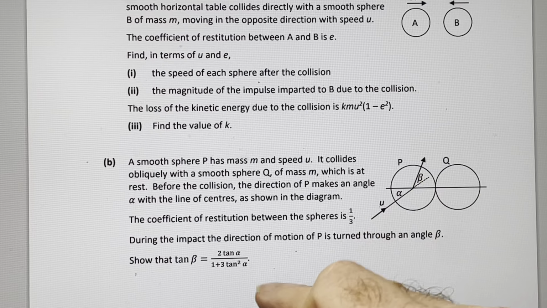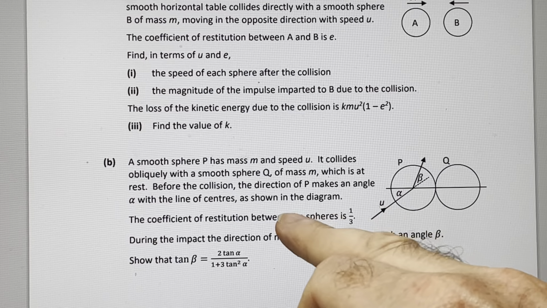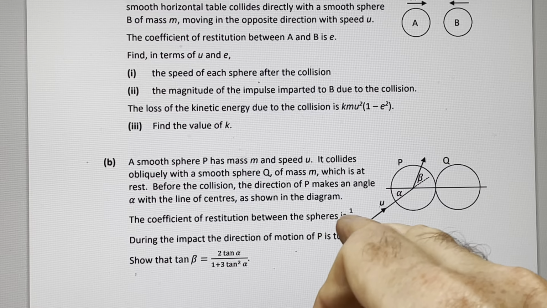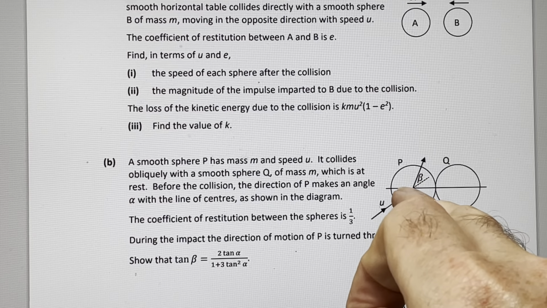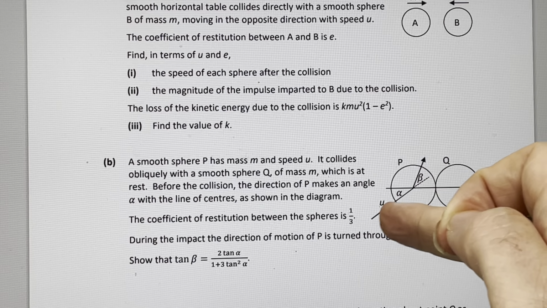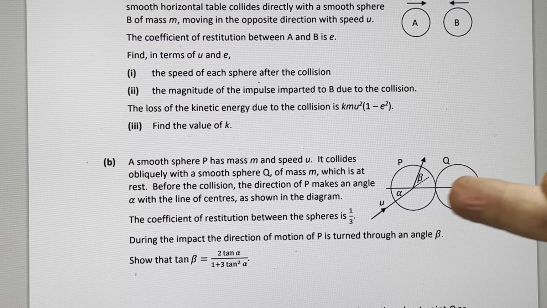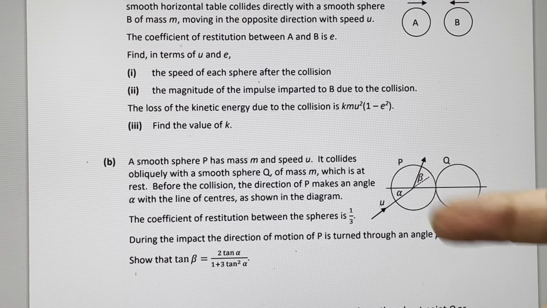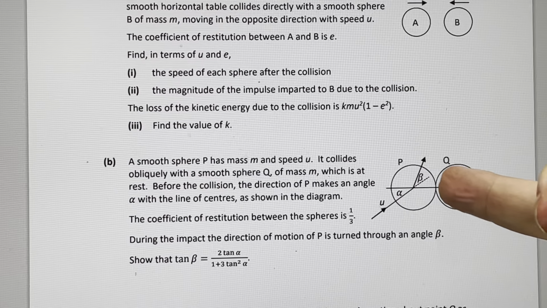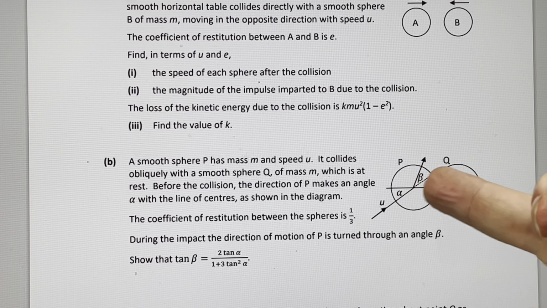Oh, another kind of generalish one. Collides obliquely with a smooth sphere. An angle, so initially an angle alpha, and then an angle beta. Oh, with that line. Interesting. It's turned through an angle of beta. Yeah, that's an unusual way of putting it. Normally they give you the absolute angle, but shouldn't be a problem in that they are alternative angles.